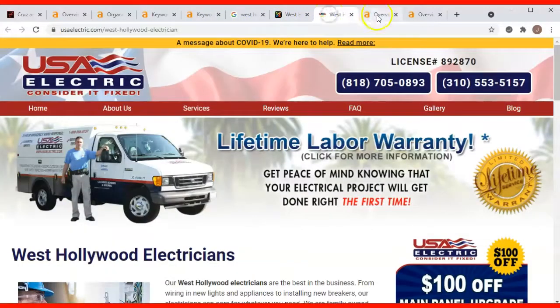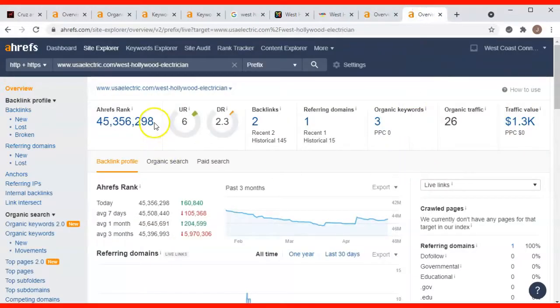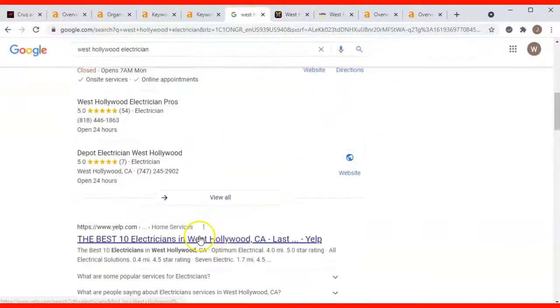So again, I looked at West Hollywood electrician. It's kind of close to you guys. Powell Electric, which does a lot of stuff in LA, and USA Electric are the ones that are ahead. You see here Powell Electric don't have the 1-to-1, but they are ranking and they are getting more valuable traffic. And you see here $1,600 a month. And then USA Electric, not a very strong website, but again, 1,300 hits, value is 1,300. And these are definitely websites that you can beat out and you can outrank.